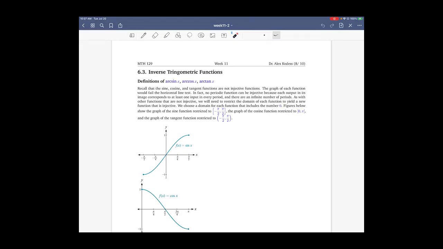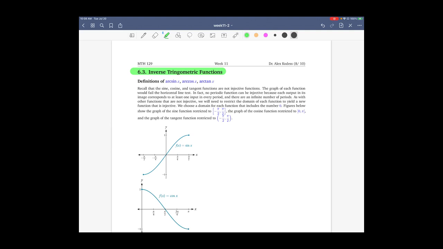Our topic today is inverse trigonometric functions. We will define the inverses of three common trigonometric functions: sine, cosine, and tangent. You may want to refresh our study of inverse functions, specifically the conditions for which a given function has an inverse. Remember, it has to be bijective, that is, injective and surjective.